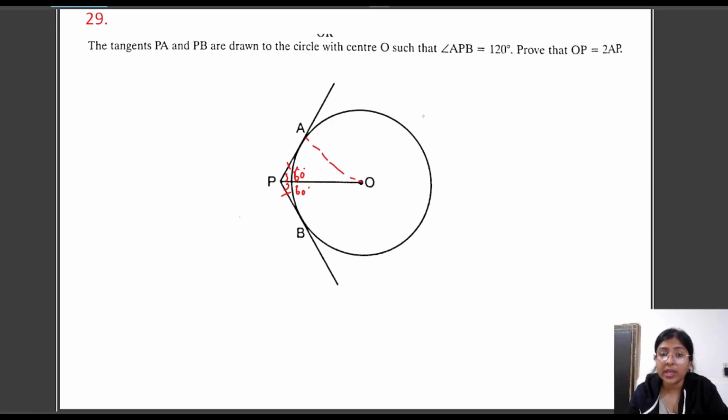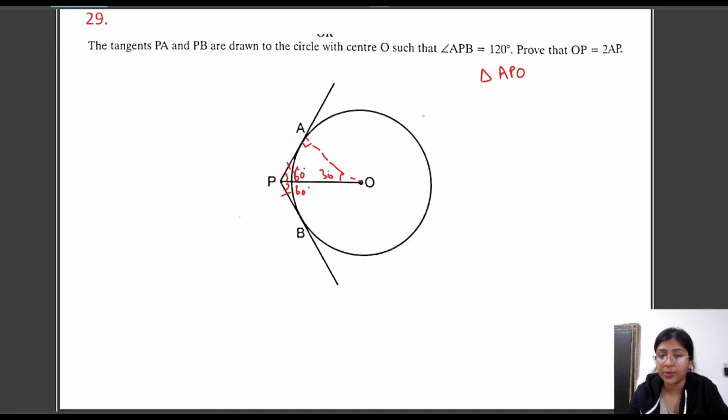Yes, A is the point of contact and radius and tangent are perpendicular to each other. Now since it is a right angle triangle, which triangle? Triangle APO is a right angle triangle, so we can apply trigonometric relations in this, because all the trigonometric relations can be applied on a right angle triangle. If this angle is 60 degrees, this angle is 90 degrees, so this angle will be 30 degrees.